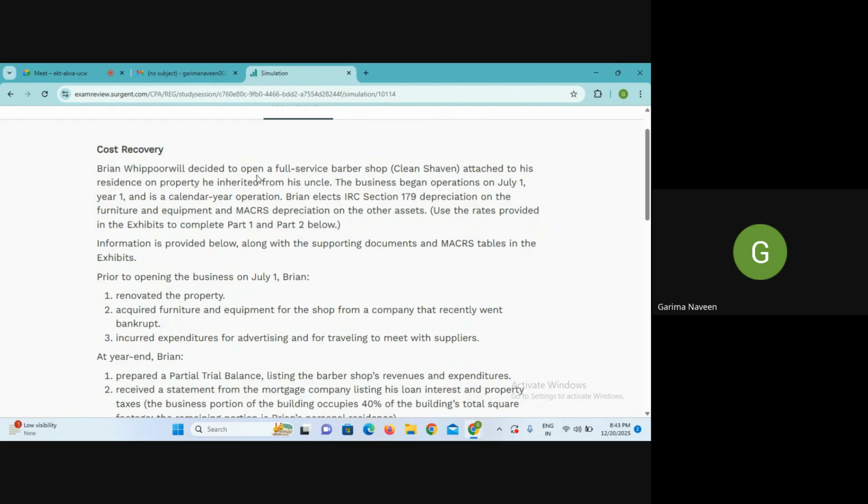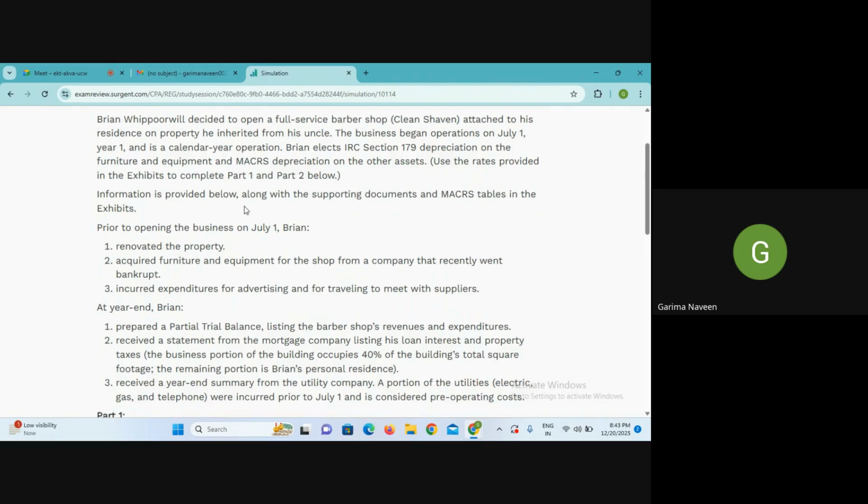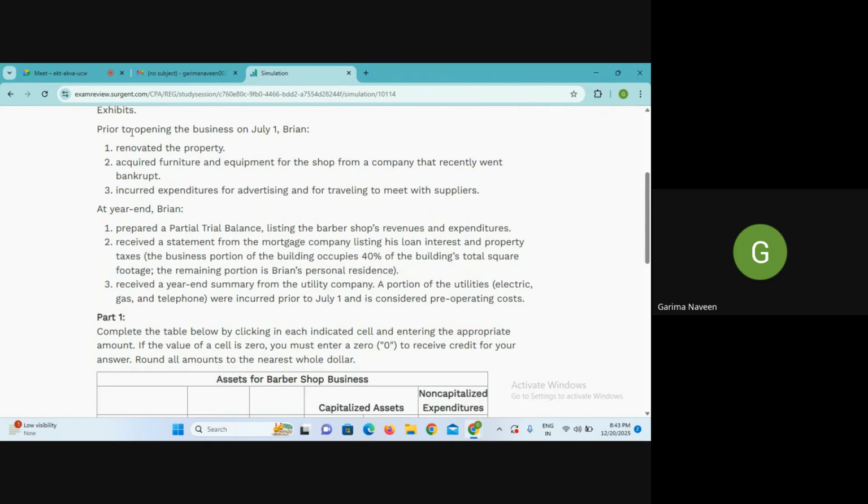Brian Whirlpool has decided to open a full-service barber shop. Operations begin on July 1st, and he is electing Section 179 depreciation on furniture and equipment, and MACRS depreciation on other assets. Information is provided below along with the supporting document. Prior to opening the business, he is renovating the property. So why is this given?